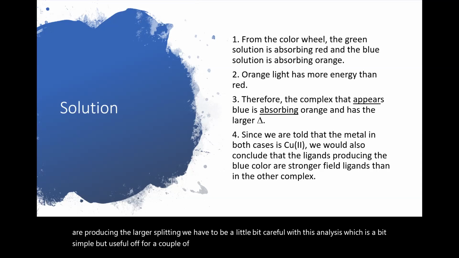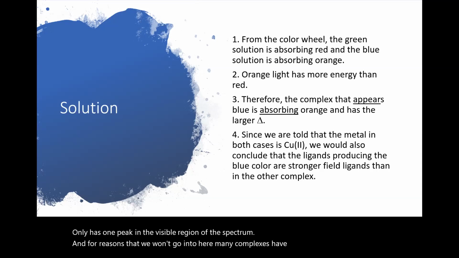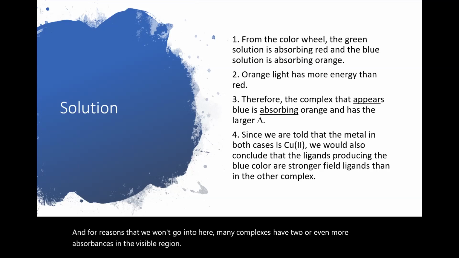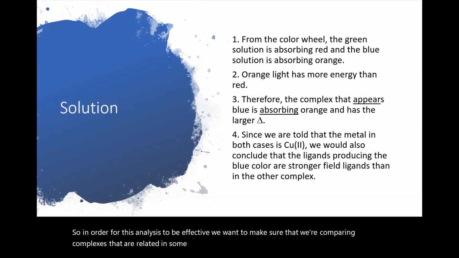The first is that this analysis assumes that the transition metal complex only has one peak in the visible region of the spectrum. And for reasons that we won't go into here, many complexes have two or even more absorbances in the visible region. So in order for this analysis to be effective, we want to make sure that we're comparing complexes that are related in some way so that we can be sure that we're comparing apples to apples.